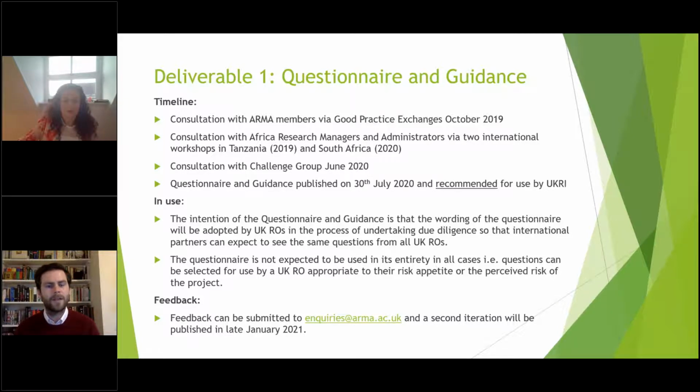If you go away and have a look at it, I think there are around 56 questions in total. It's not expected to be used in its entirety in all cases, but rather questions can be selected and used according to the RO's risk appetite and appropriate to the perceived risk of a given project. So it might be a different set of questions for a 5-year programme compared to a £5,000 QR GCRF grant.